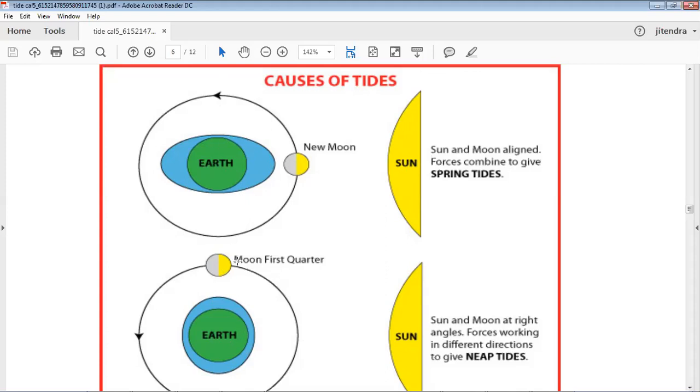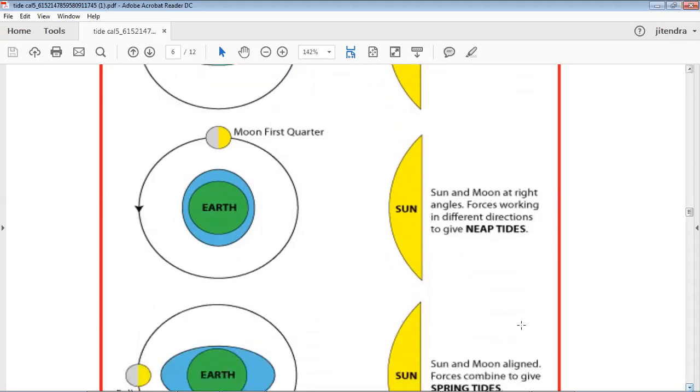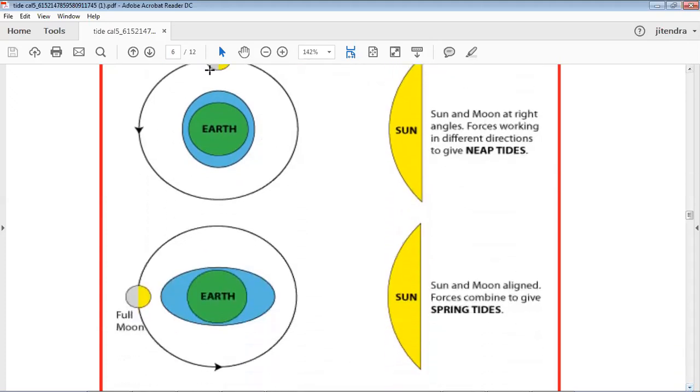So in quadrature, the tides are called neap tides, where the low water of neap is higher than the low water of spring, and the high water of neap is lower than the high water of spring. So both low water and high water are of lesser magnitude. In quadrature, here and here is neap, and there it is spring.